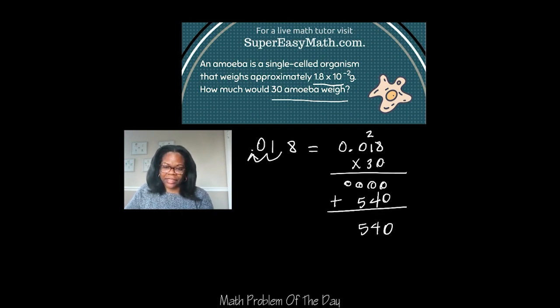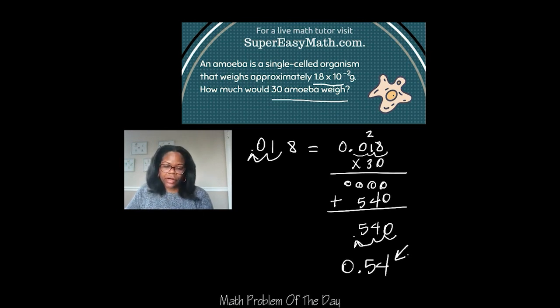Then I'm going to put my decimal where it needs to be, and I can see that I have 1, 2, 3 spaces, so I start here to the right and I go in 1, 2, and 3. So it's 0.54, and that last 0 can stop. So the 0.54 is the answer of how much 30 amoeba would weigh written in decimal form.